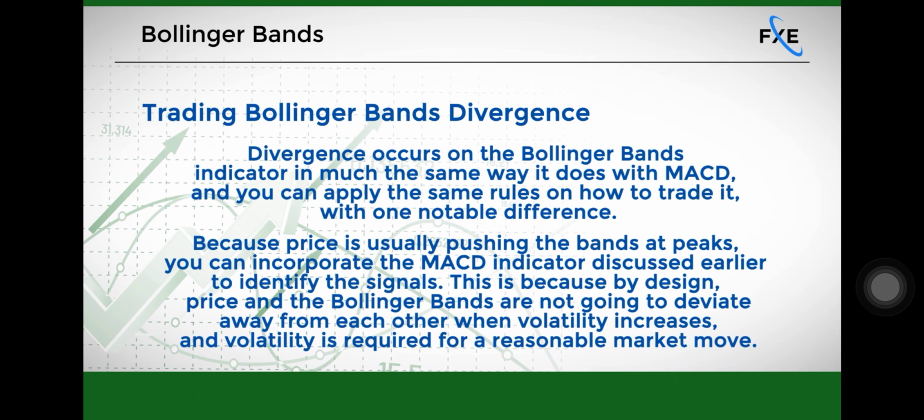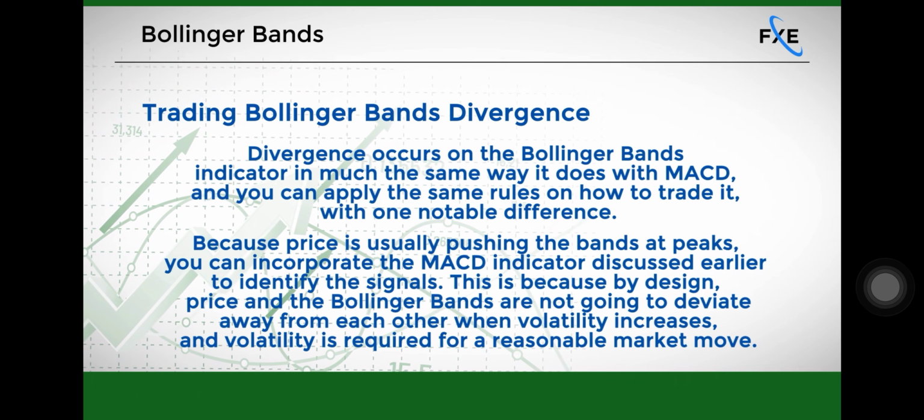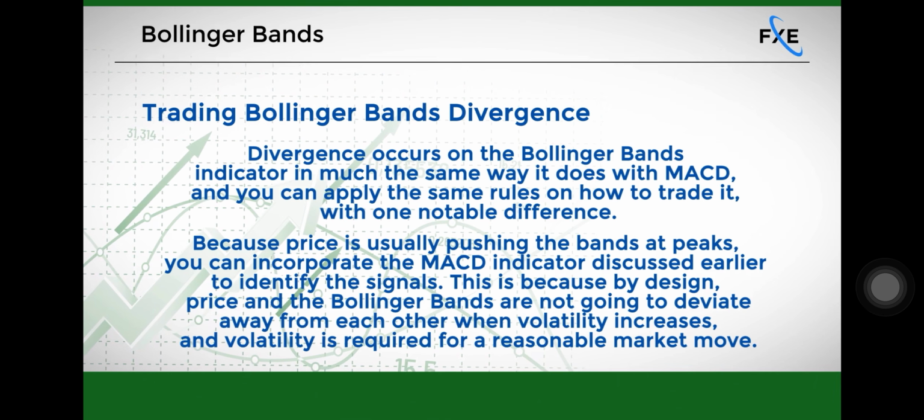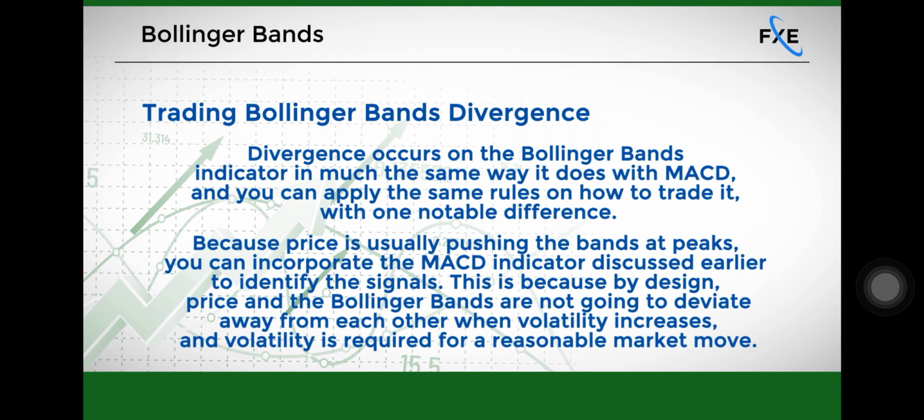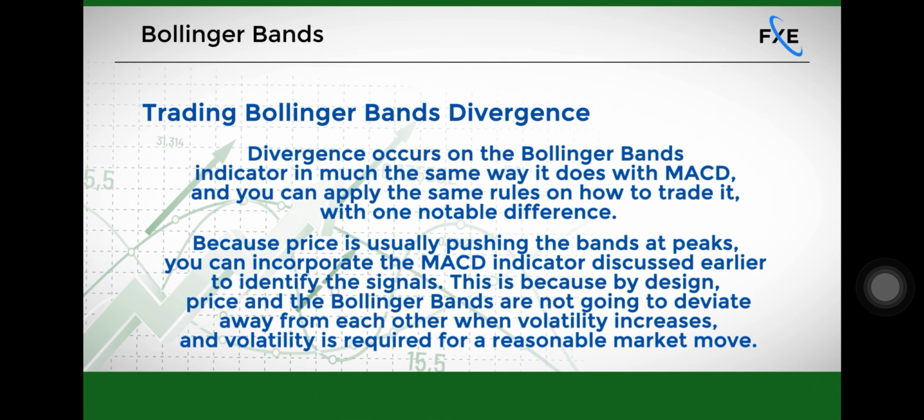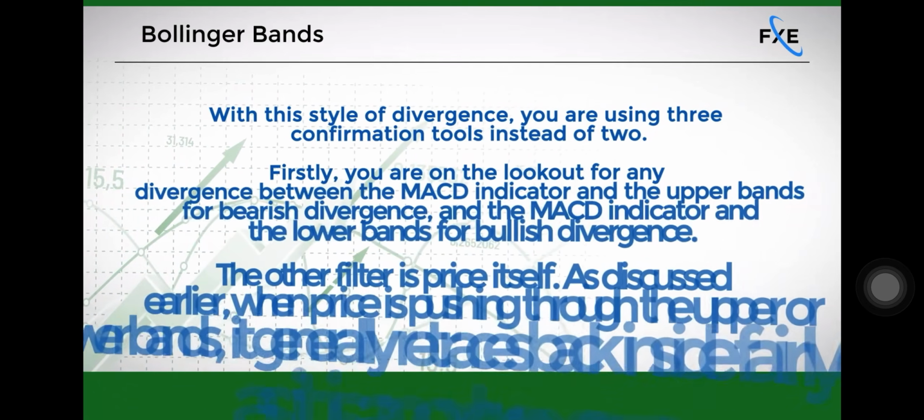Because price is usually pushing the bands at peaks, you can incorporate the MACD indicator discussed earlier to identify the signals. This is because by design, price and the Bollinger Bands are not going to deviate away from each other when volatility increases, and volatility is required for a reasonable market move. With this style of divergence, you are using 3 confirmation tools instead of 2.